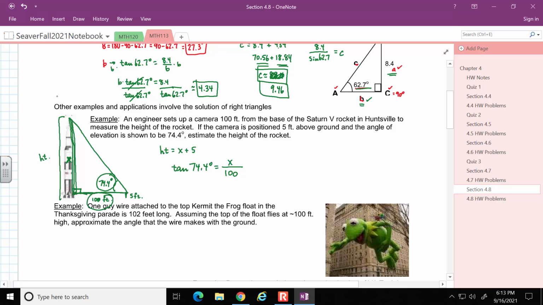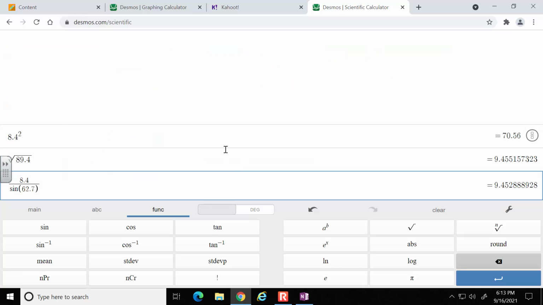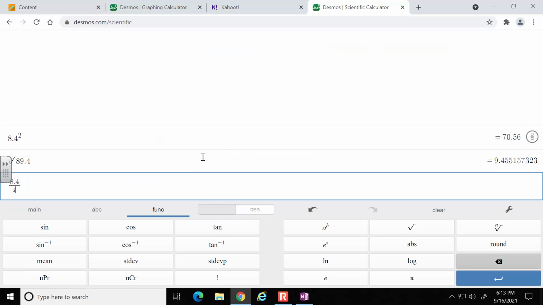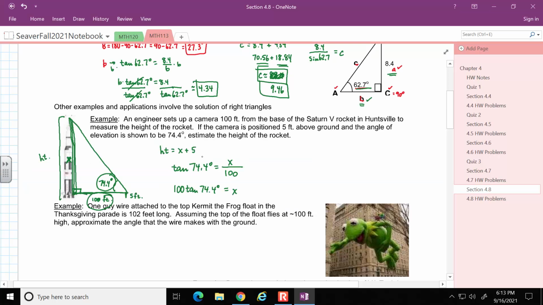So that being said, if I multiply both sides by 100, I'm going to get 100 times the tangent of 74.4 degrees. That's going to give me x. Now, that's not the height of my rocket, but that's x. So let's look at that real quick. Some of you may have been writing, so I apologize.